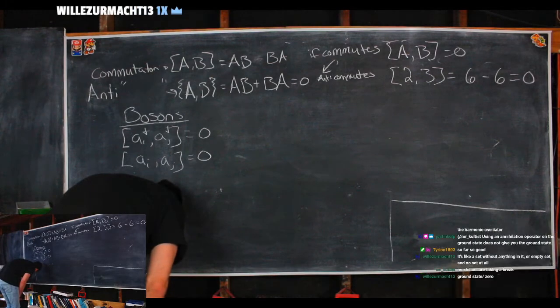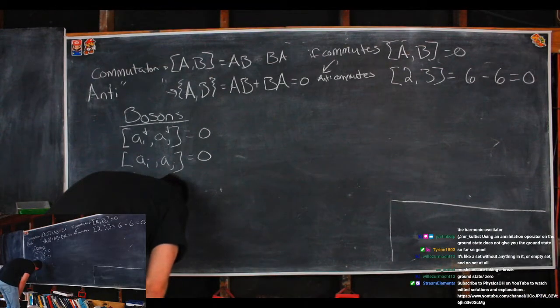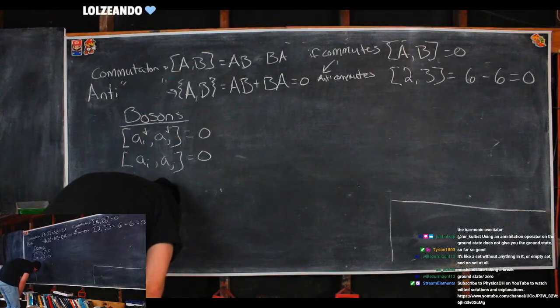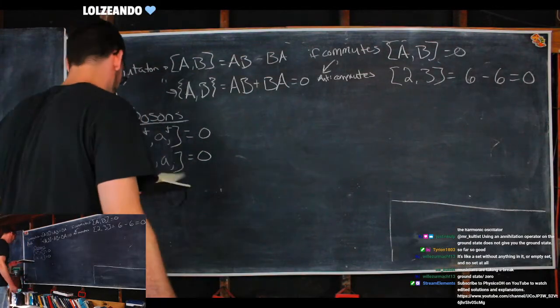It's like a set without anything in it, or an empty set. So in Fock space, you could think of it as like a set without anything in it, like an empty set. But the energy is different. It's like there could have energy. On the ground state, this does not give you the ground state. Right. Okay, good. I still think we're all on the same page with that.